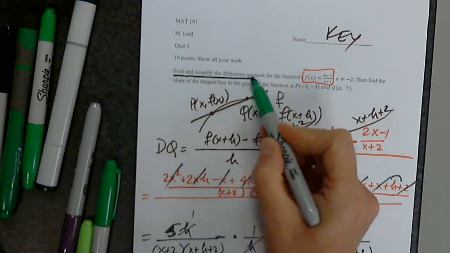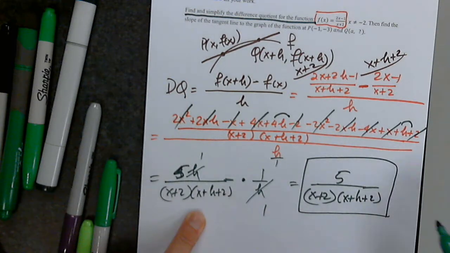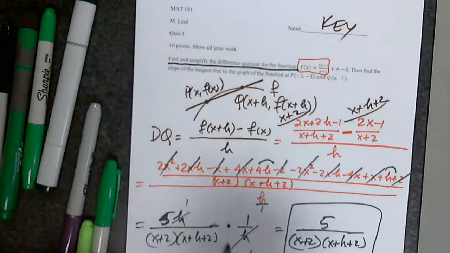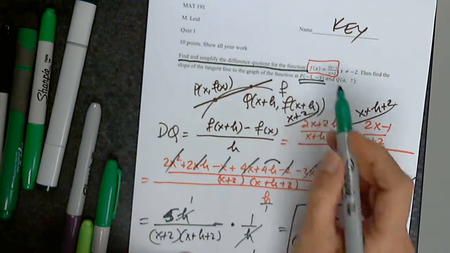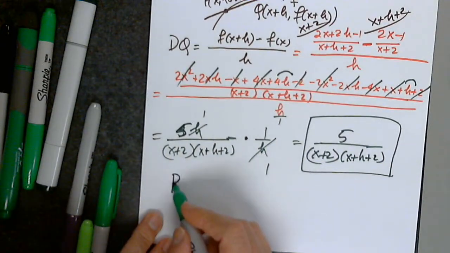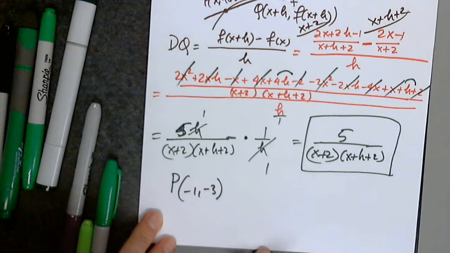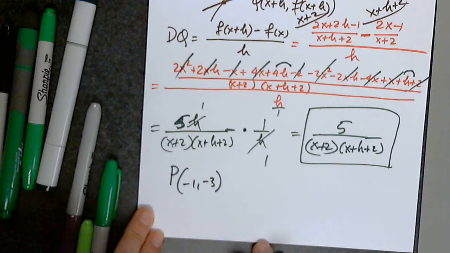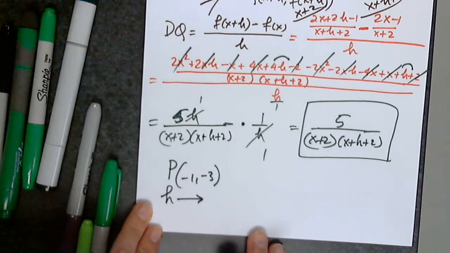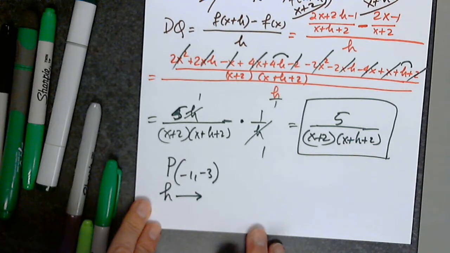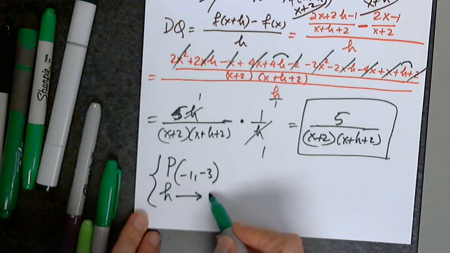Okay, so my first question is answered. Find and simplify the difference quotient for this function. I did. I found it and I fully simplified it. Then find the slope of the tangent line to the graph of the function at this point. So I have the point P, negative 1, negative 3. And I also need to make h approach what to find the slope of the tangent line at P? So these two have to happen.